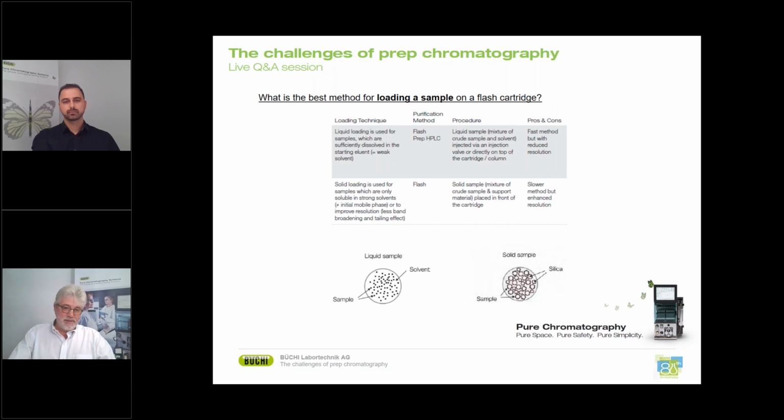So to be sure, or to avoid any problem, I would highly recommend using solid loading. There is another thing that comes into play there: by using the solid loader, you also improve the chromatography. You have smaller bands. That means if you have smaller bands, you will have better separation.